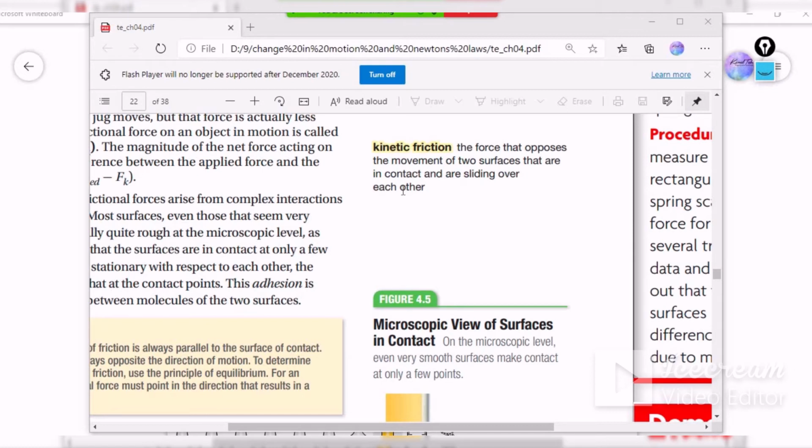Aha, now look over, guys, the difference between kinetic friction and static friction. In kinetic friction, the surfaces are in contact and sliding over each other. But in static friction, the object is at rest, it does not move. That is the difference between kinetic friction and static friction. Okay, guys?